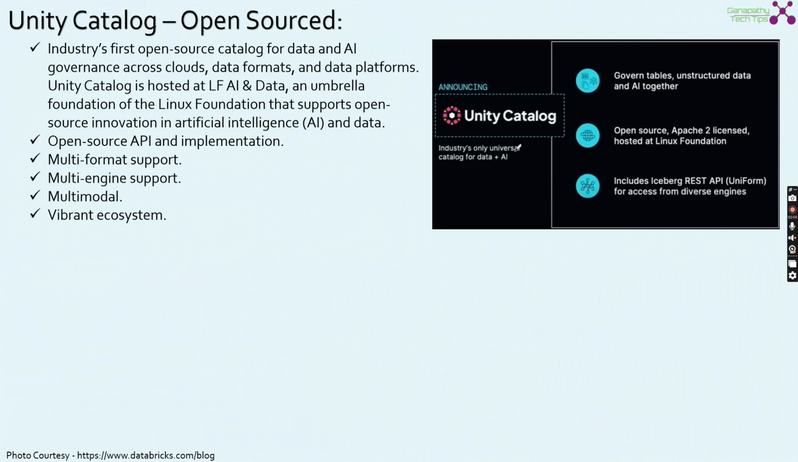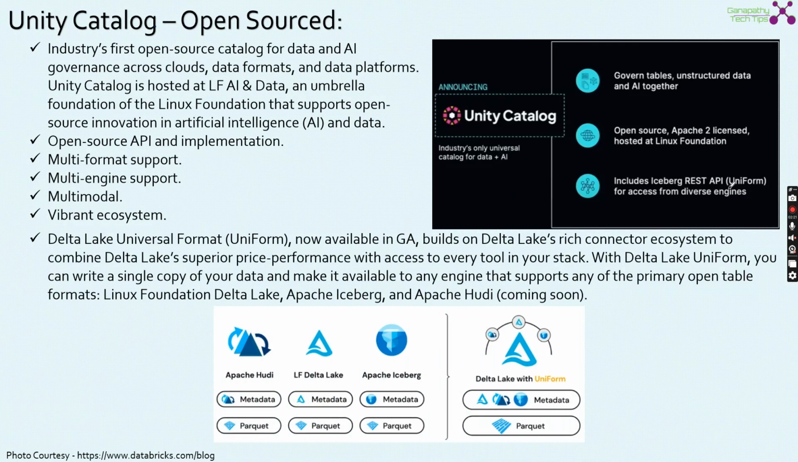You can go through them. So Unity Catalog is very helpful to govern tables, unstructured data, and AI together. It is open source, Apache 2 licensed, hosted on the Linux Foundation, and includes the Iceberg REST API and UniForm for access to diverse engines. Interesting thing, please wait, we are going to discuss it. What is UniForm? This is a very interesting thing to know.